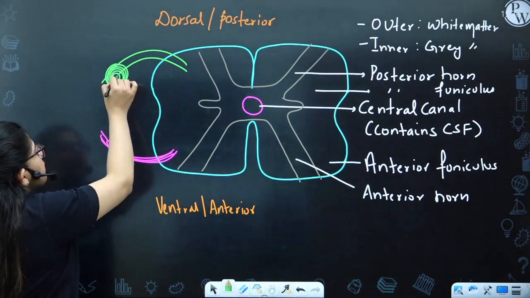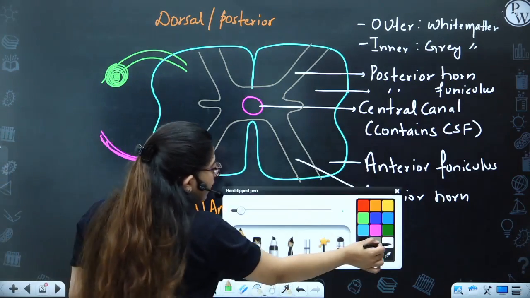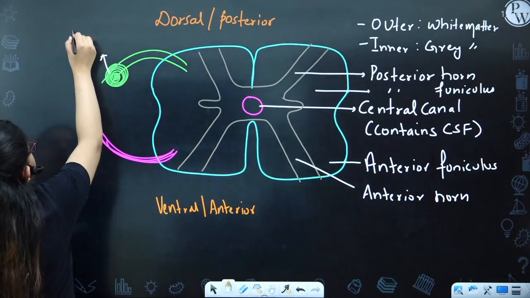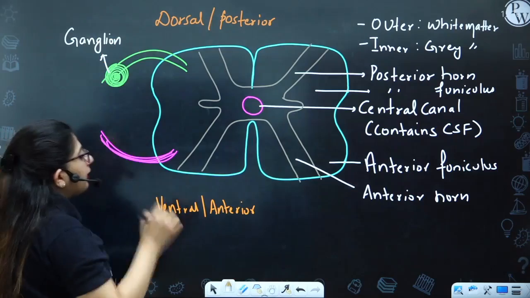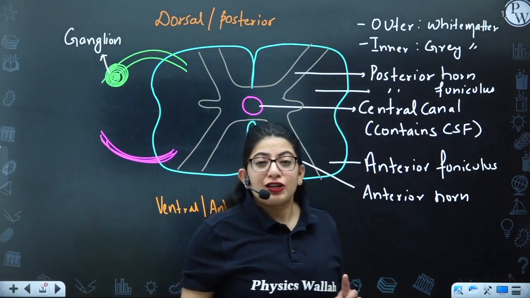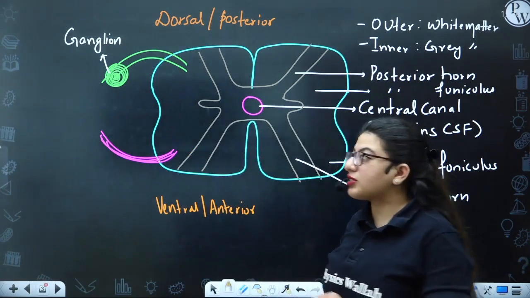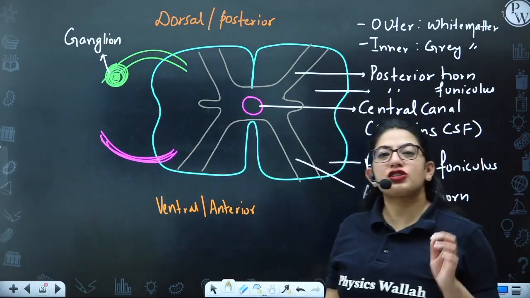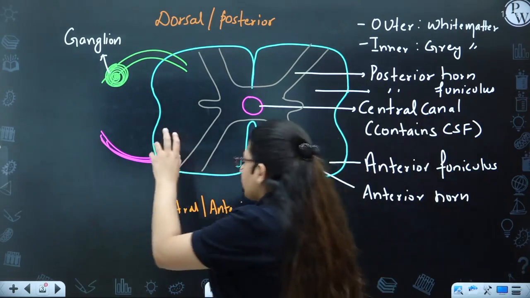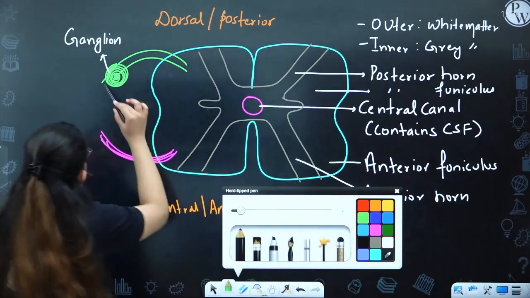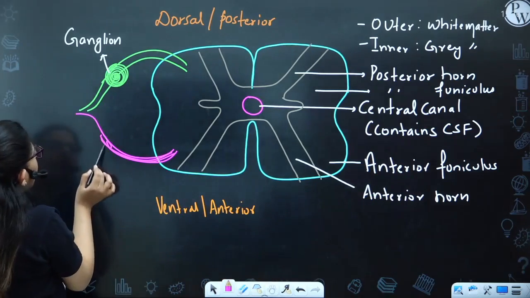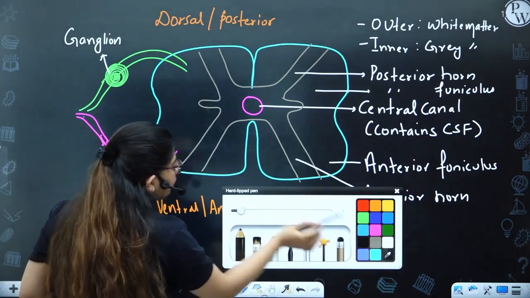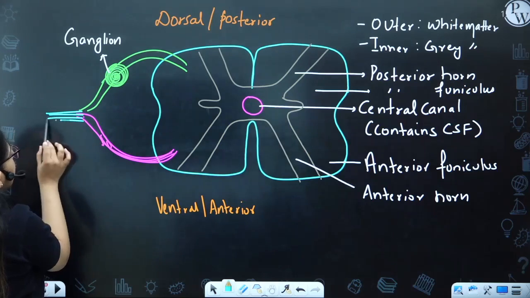It is known as the ganglion. We have done this in the structural organization in animals: this dorsal root ganglion of the spinal cord contains pseudo-unipolar neurons. Now these both nerves are going to meet here, and they are collectively going to form the spinal nerve.